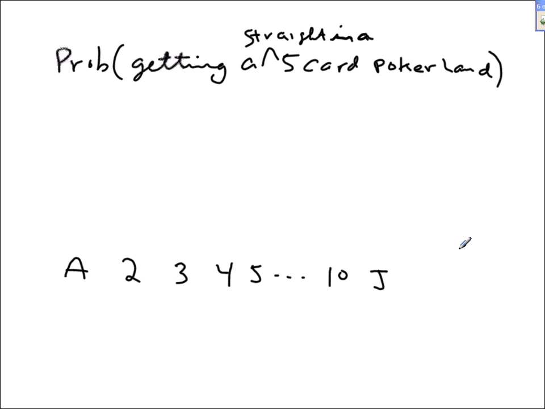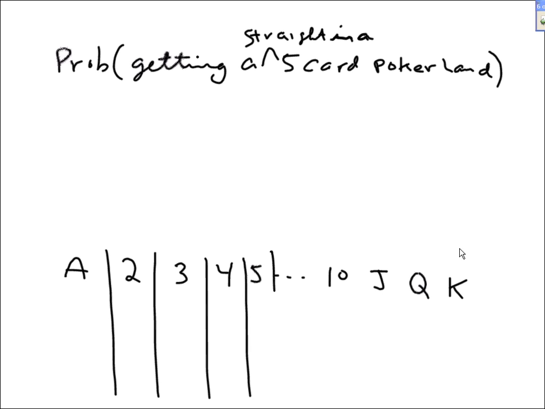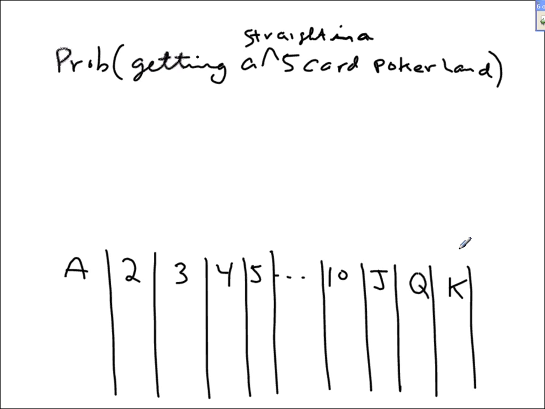Jack is like the 11th denomination. Queen is the 12th. King is 13. There are 13 different denominations. Ace, 2, 3, 4, all the way to king. Now, ace is also the highest card as well.